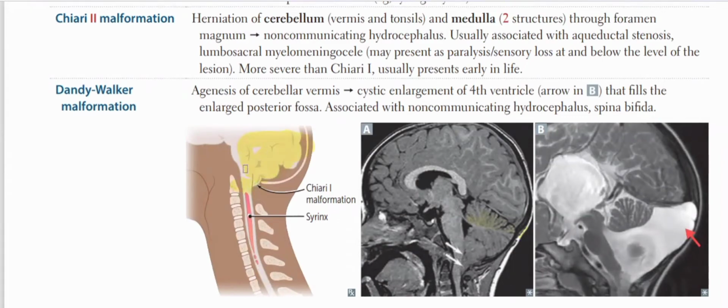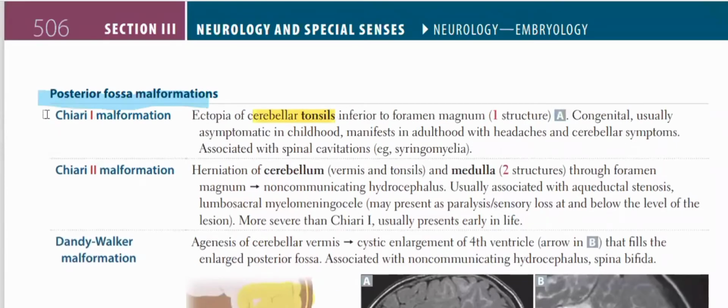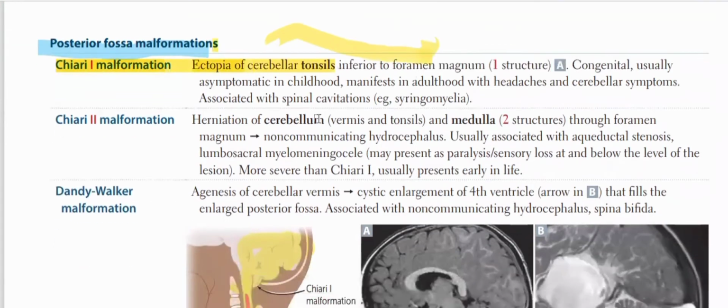The spinal cord emerges from the foramen magnum. If the cerebellum comes out through the foramen magnum, this is called Chiari 1 malformation. This is Chiari 1 malformation due to ectopia of the cerebellar tonsils inferior to the foramen magnum. This is the type 1 structure and is usually seen in childhood.